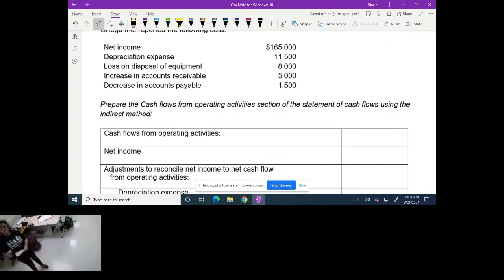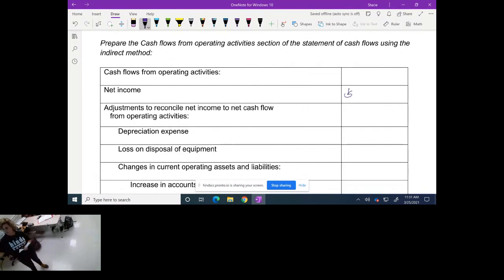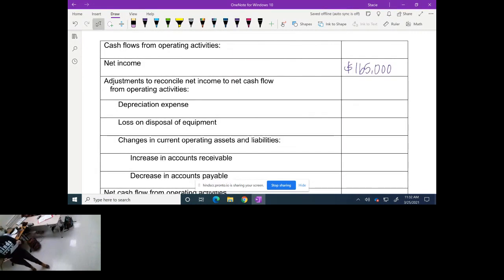Okay. So we've got net income, depreciation, a loss, and then we've got some changes on some accounts. They gave us the changes this time, so we don't have to figure those. All right, so our net income is 165. So the next thing we're going to do is depreciation expense. We're going to address that. Do we add it or subtract it?